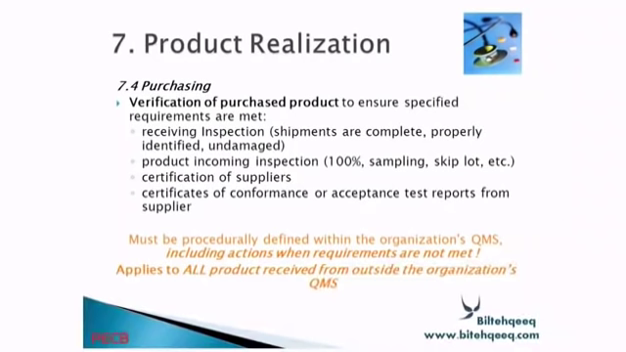It must be practically defined within the organization's quality management system, including the action required when criteria are not met. This applies to all products received from outside the organization's quality management system. So if there is any problem in the outsourcing process, your verification accuracy should be increased.